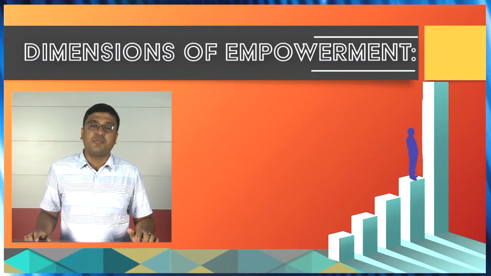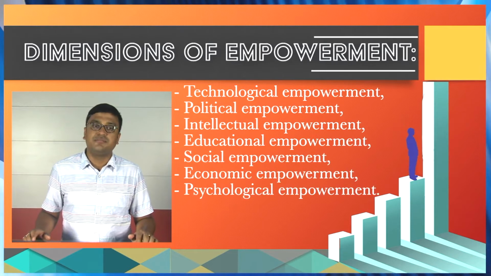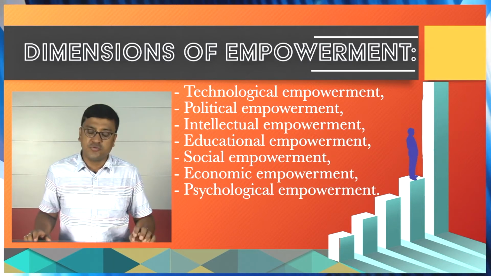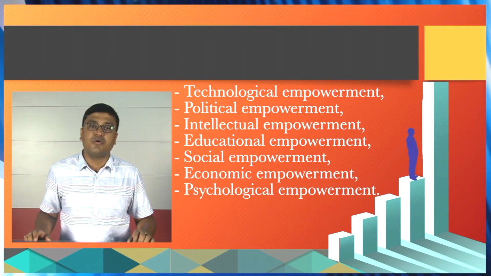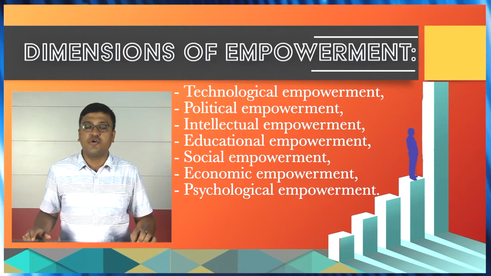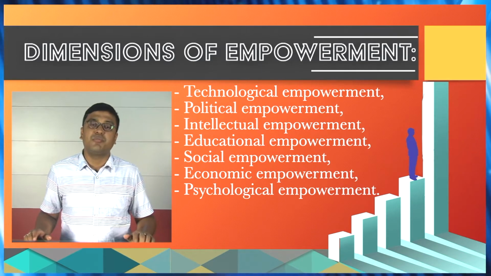Now, let us quickly look at some of the dimensions of empowerment. The dimensions of empowerment actually include technological empowerment, political empowerment, intellectual empowerment, educational empowerment, social empowerment, economic empowerment, psychological empowerment, and so on. Now let us quickly have a look at each one of them one by one.